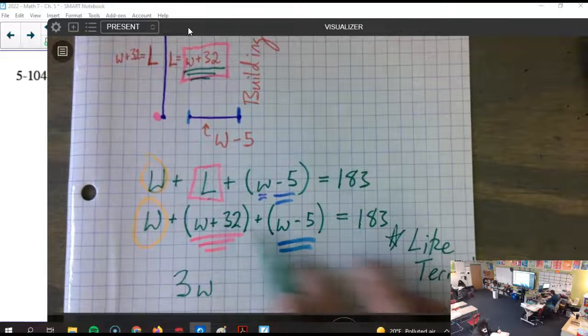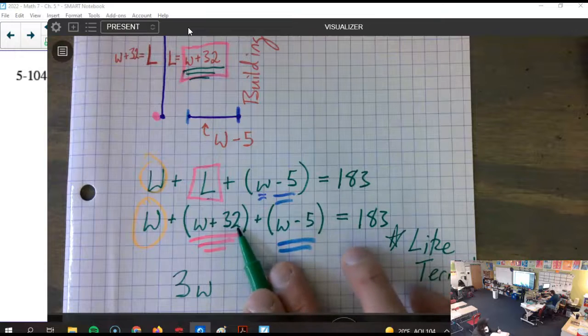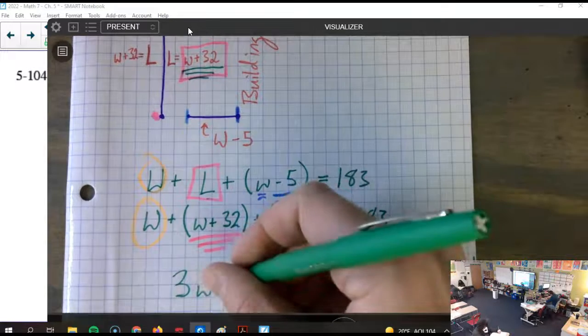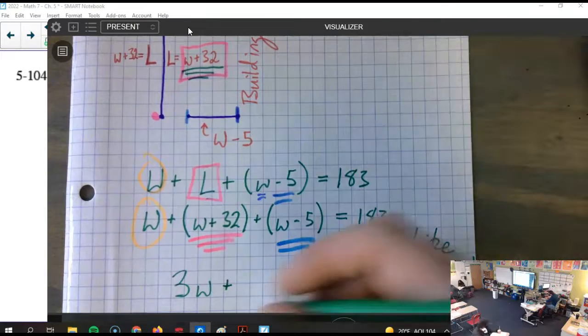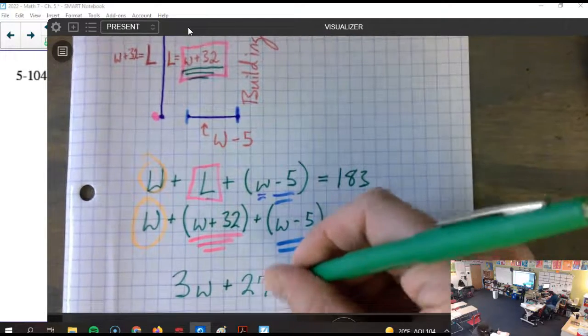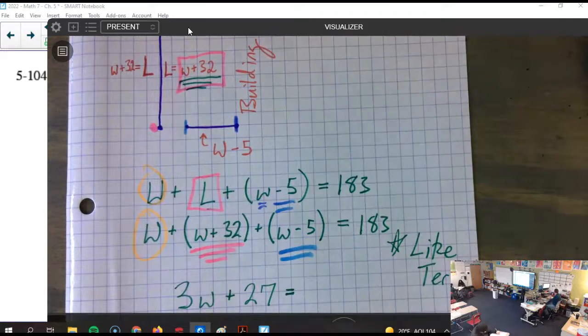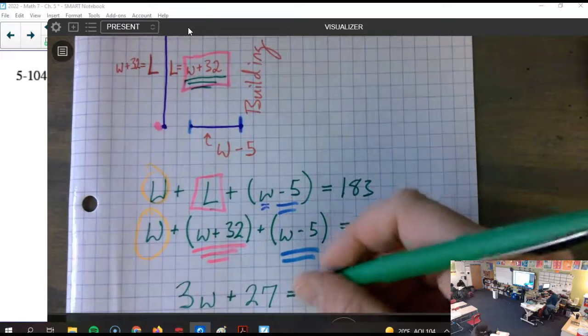32 and a negative 5. So, guys, we're adding the positive 32 and the negative 5. And that's where we get 27 from. And that's all equal to, how much fence do I get? 183. There's a way to find out the length of W.